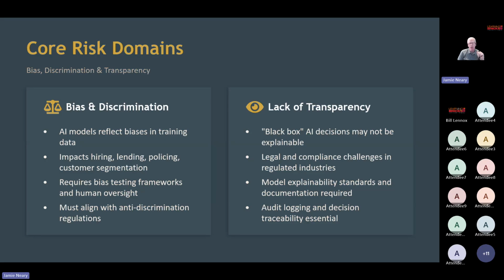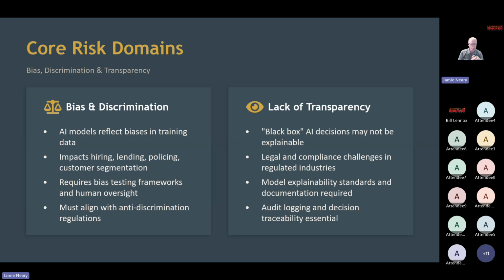Remember, AI is not doing the thinking. It's going by what it knows and was told to know. So this has the impact on potentially things like hiring, on lending, such as mortgages, policing, any information or security, or any type of customer segmentation. Ensure your data is reflective of the client base.